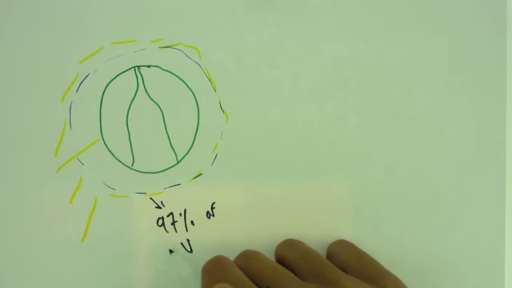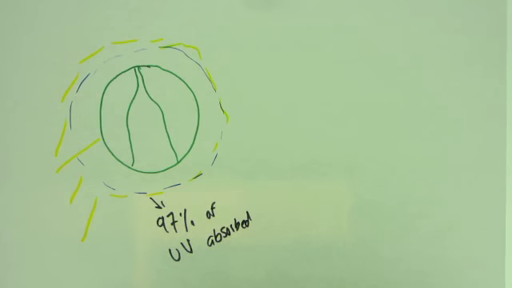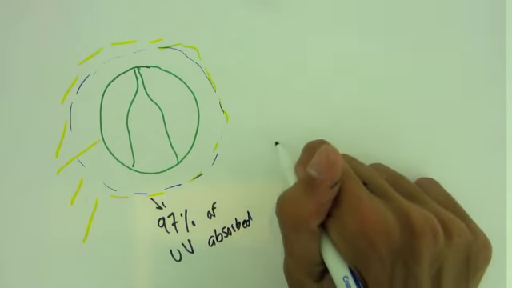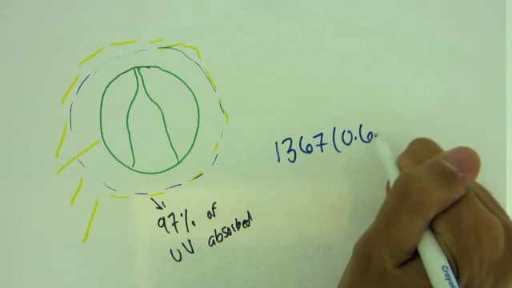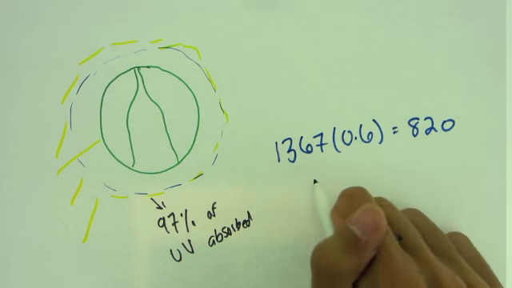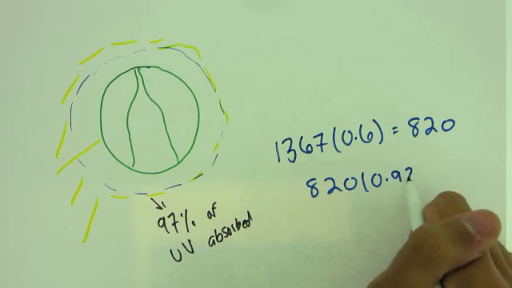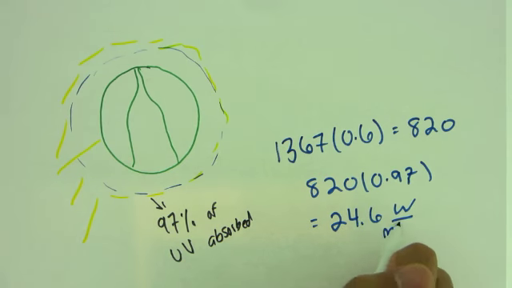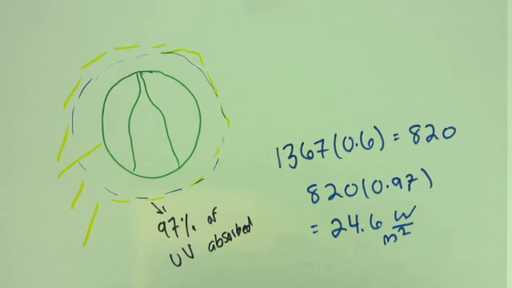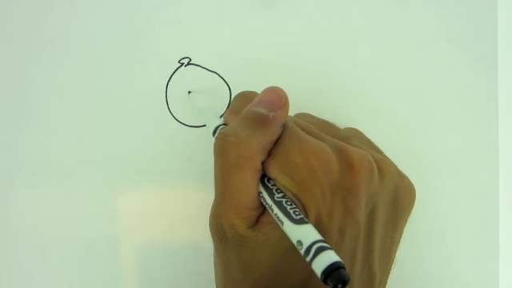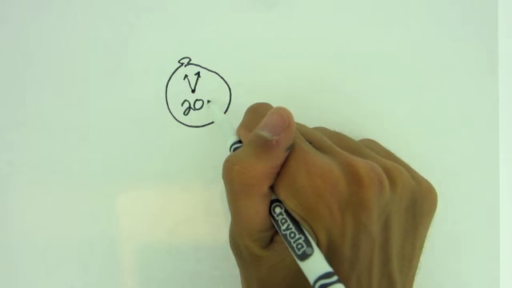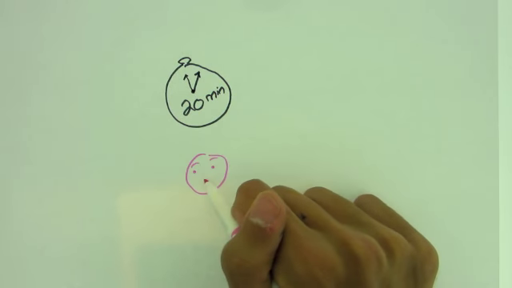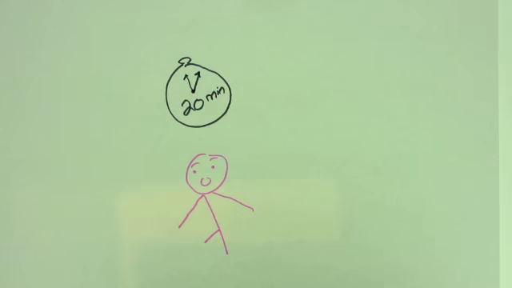To find out the intensity on Earth, we need to use the known intensity from the sun on Earth, 1,367 watts per meter squared, and multiply it by 0.6 to get around 820 watts per meter squared. Then multiply that by 0.97 to get roughly 24.6 watts per meter squared, which is similar to that of a tanning bed. On Earth, with this UV light intensity, it can take roughly 20 minutes to start exhibiting symptoms of a burn. But what does this UV felt on Earth have to do with the UV felt on the moon?